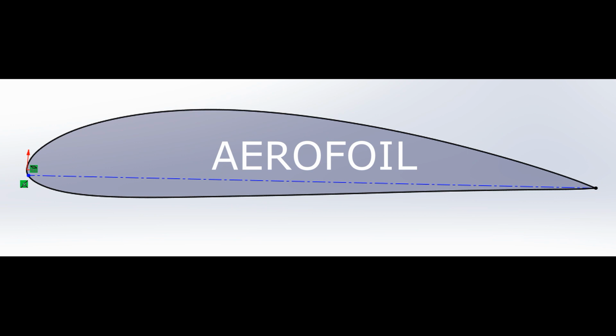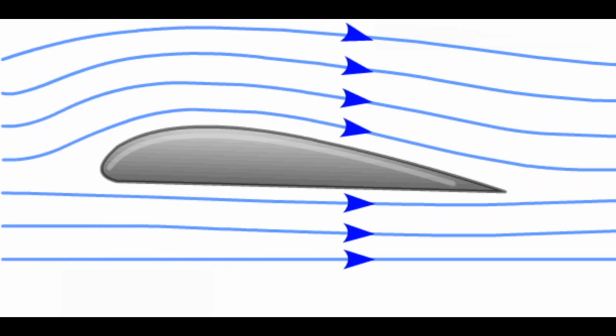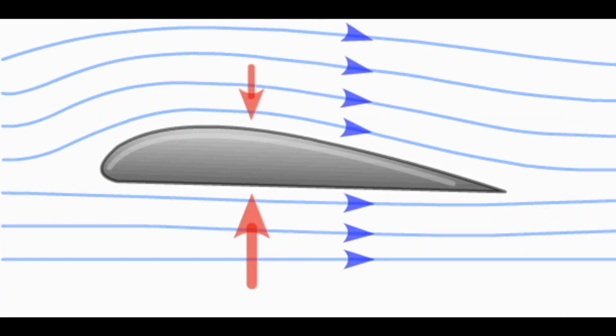The second concept we are going to be talking about is the aerofoil. An aerofoil is used to describe the cross-section of the wing from the side of the aircraft. That is, if you were looking at it from the tip of the wing. The aerofoil creates aerodynamic forces.